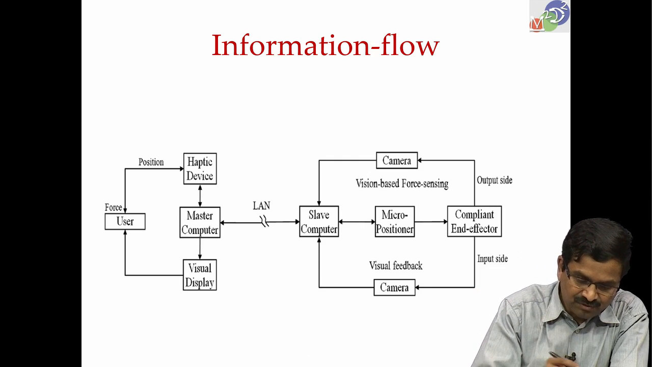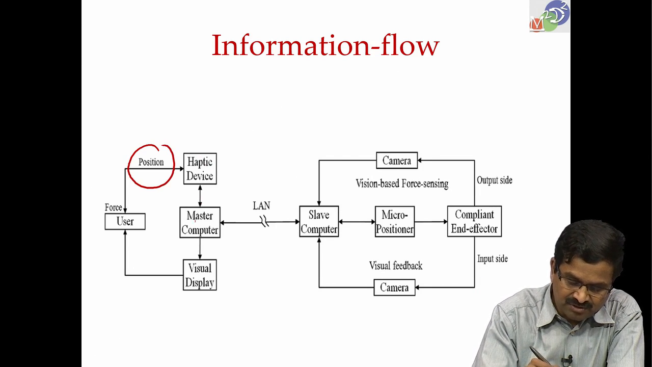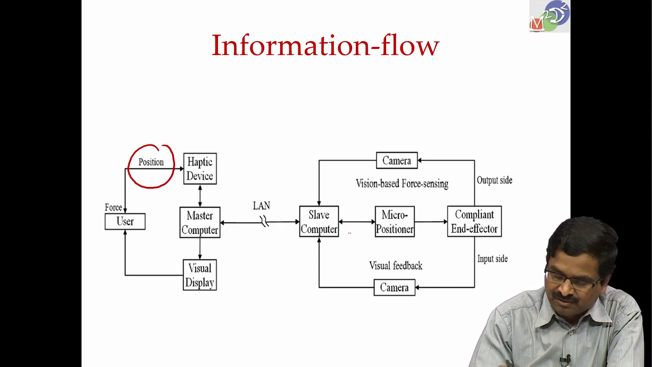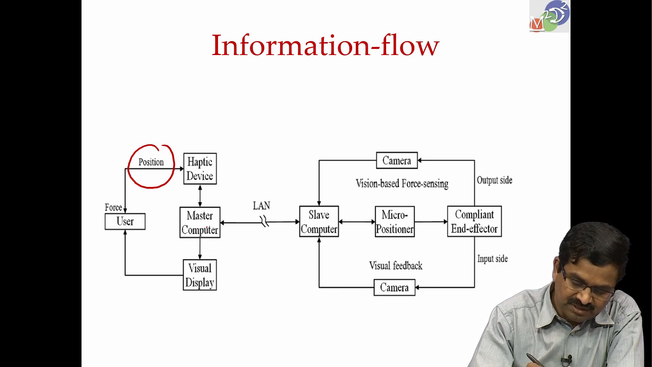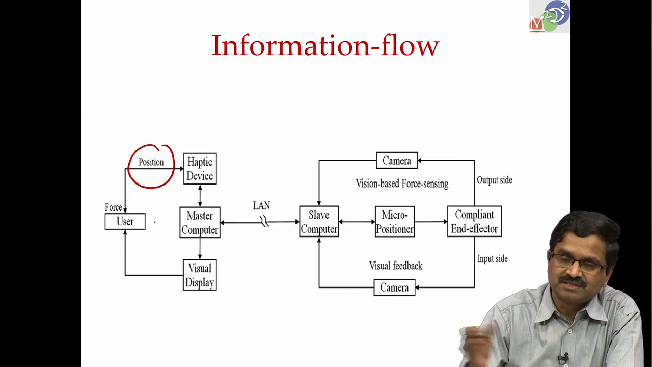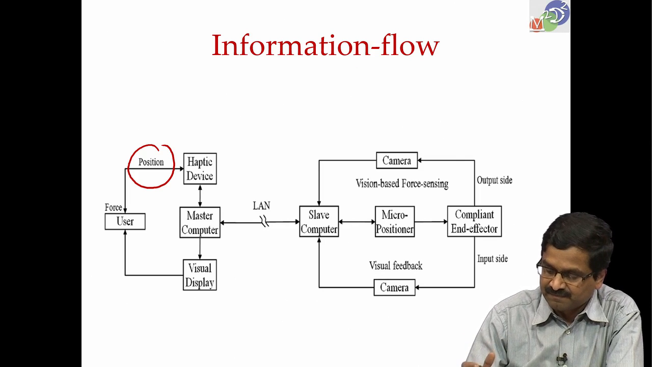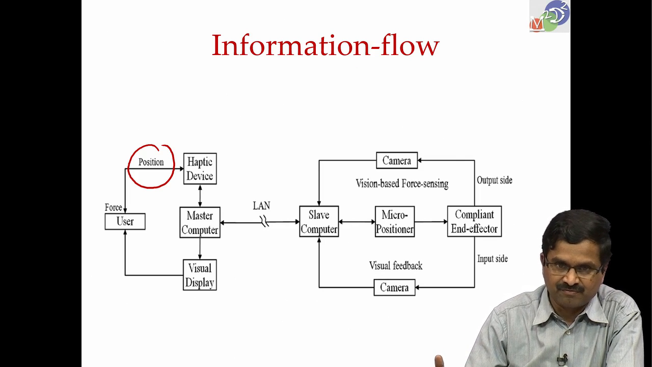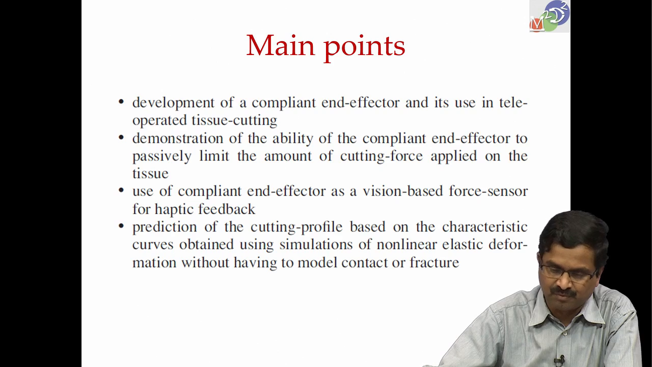So, for that information flow, the user's position is related through a haptic device to a master computer, and through LAN it goes to the slave computer and finally to the compliant end effector. Now, the force comes with visual feedback, and then the computation, and the force comes to the master computer again through the haptic device to the user. So, both ways there is information flow between the master, in this case the human, and the tool, which is a slave. Machines are always slaves to humans. So, that is the information flow.